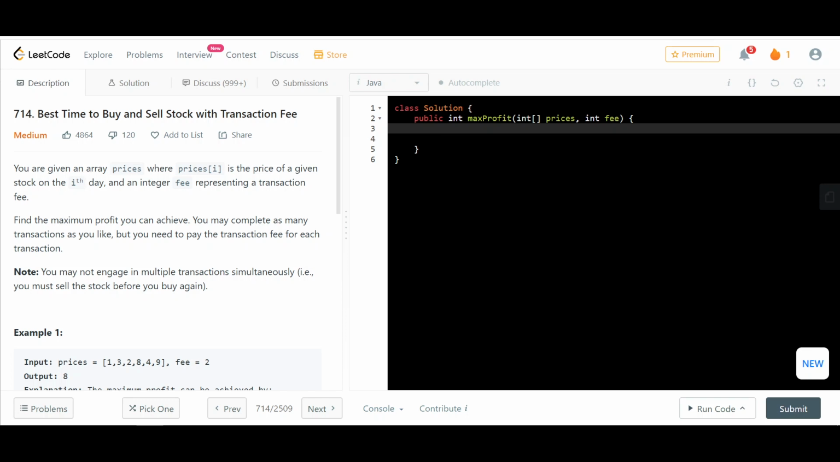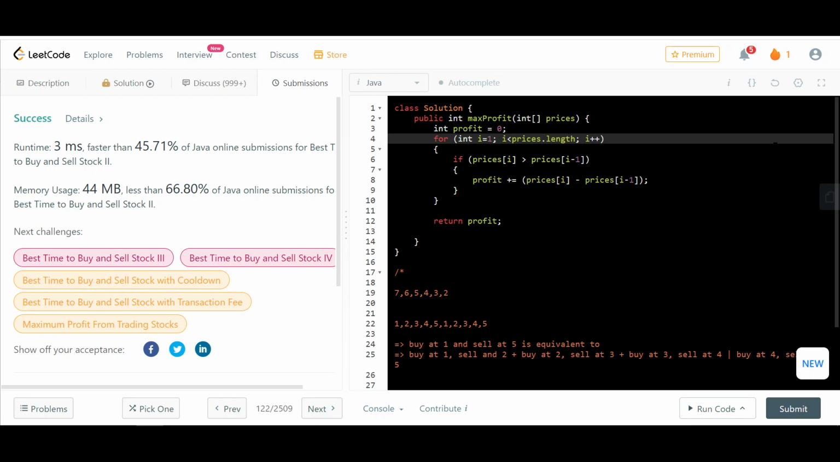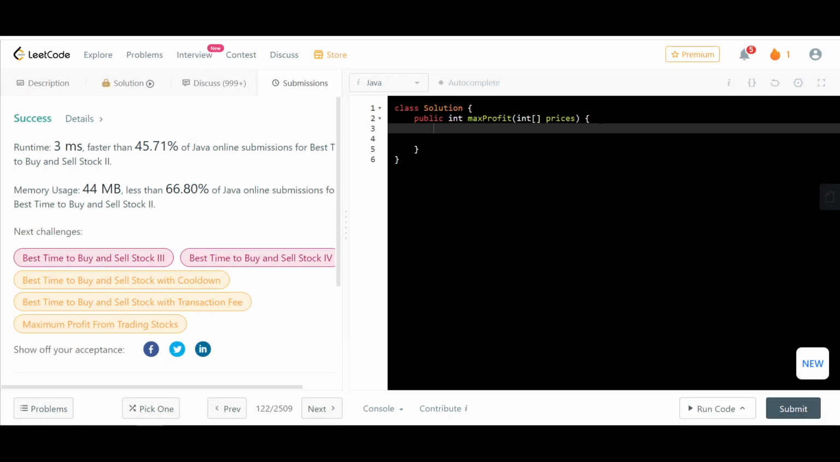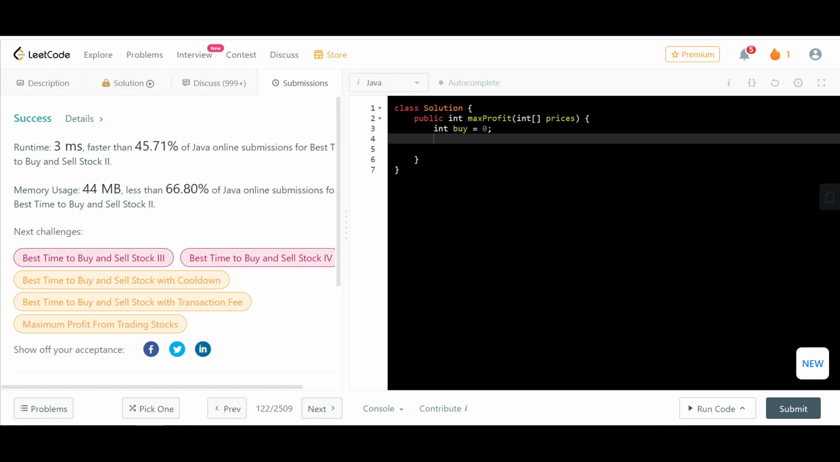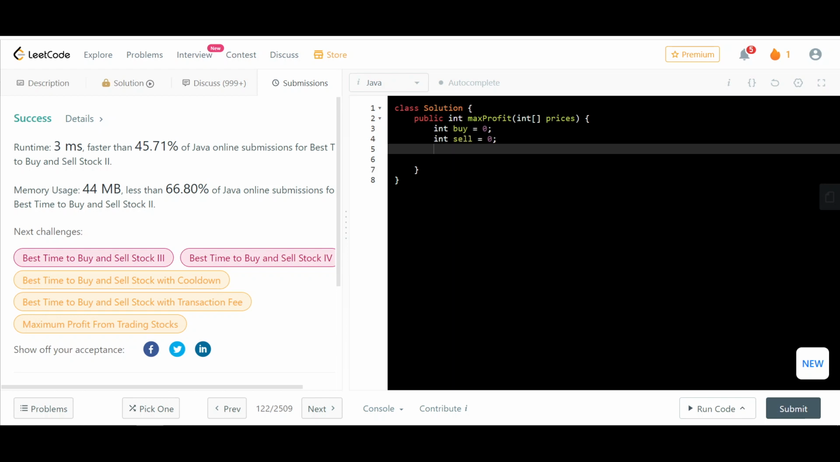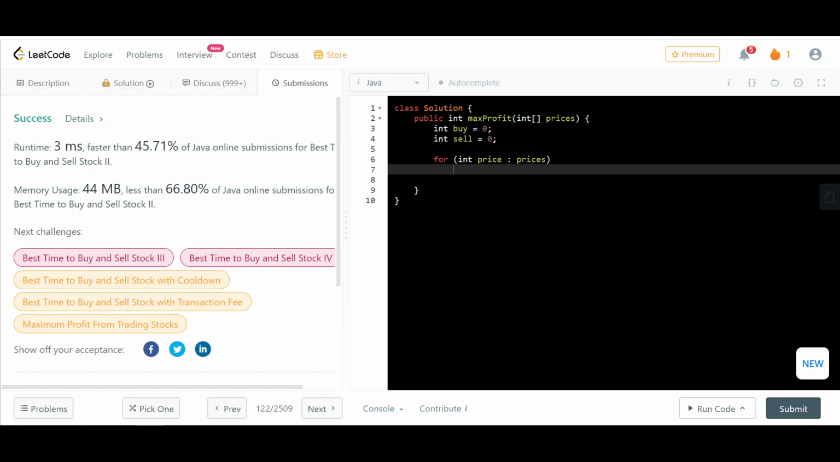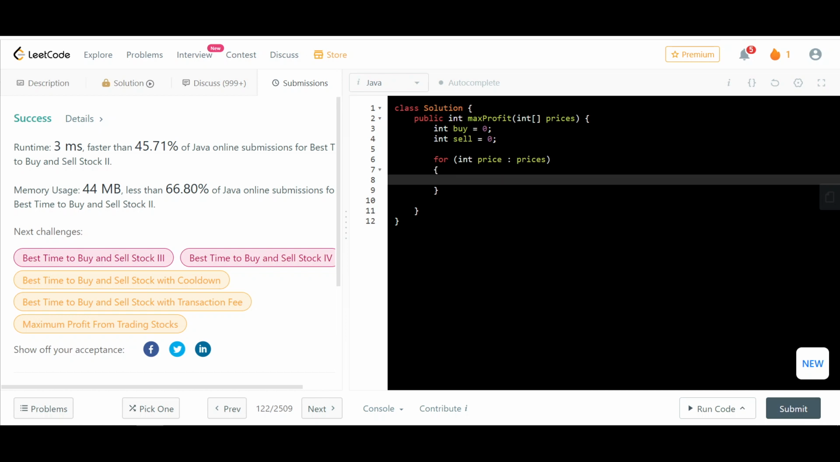And let's go back to the previous problem here, right? So we did this. Now, look at it in a slightly different way. So let's call buy and sell. Initially, you can do these two things, both are zero. And now for each price in the prices array, you have two options, either you buy or you sell. So if you buy, what will happen?